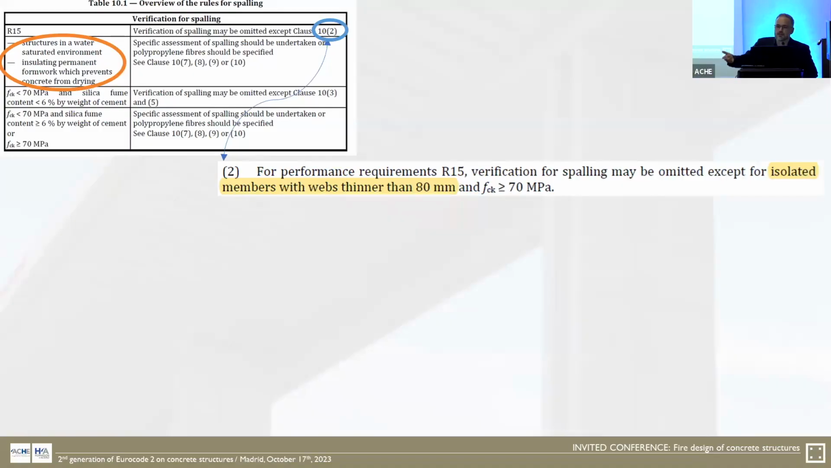I will show you some pictures later on, but if you think about the pre-stressed I-girders you have, for example, in industrial facilities with very thin webs, there a spalling of the web may significantly and adversely affect the shear behavior and the shear bearing capacity. So that's why this requirement was introduced.